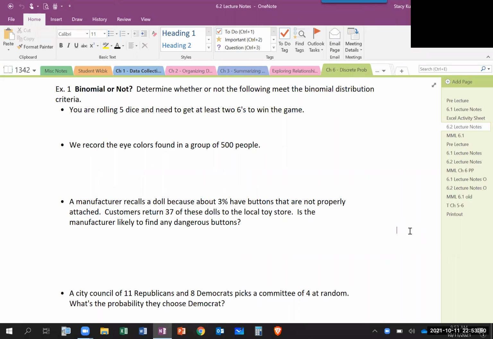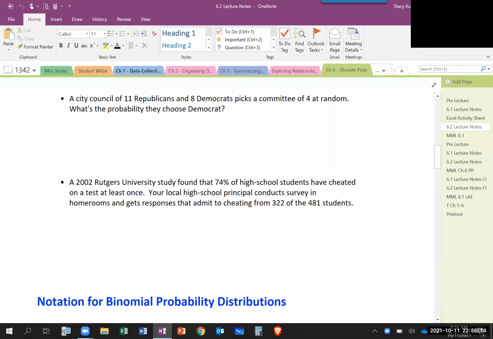And so Rutgers, it is a fixed number of trials because the number of trials is 481. Is each trial independent? Yes, they are independent. Are there two outcomes? What are they? Cheating or not cheating, right? And is the probability the same? They gave us the probability in the problem. 0.74, or 74%. So this one is considered a binomial distribution because it met all 4 of those criteria.